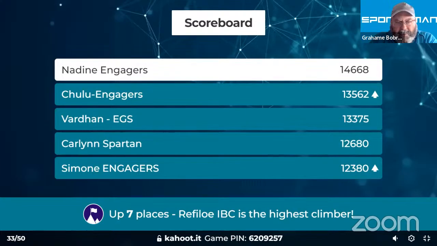And again, Chulu and Vardan swapping places. Looks like Rafilwe from IBC is the highest climber at the moment, up 7 places. Question number 34, 2 more left of sport.